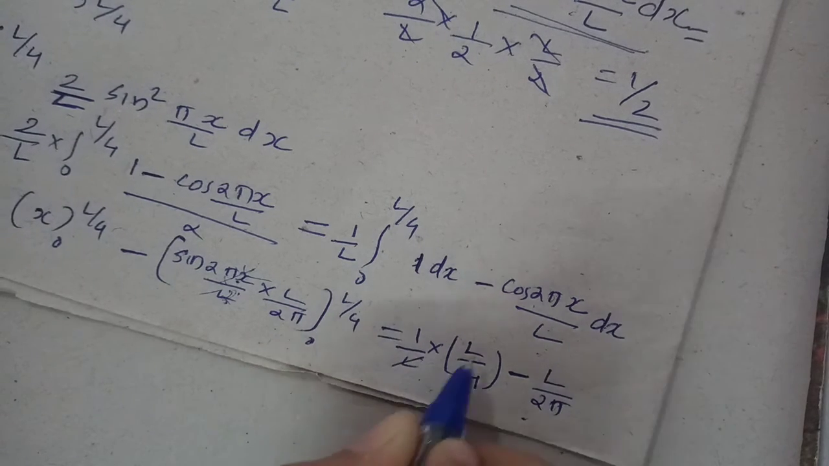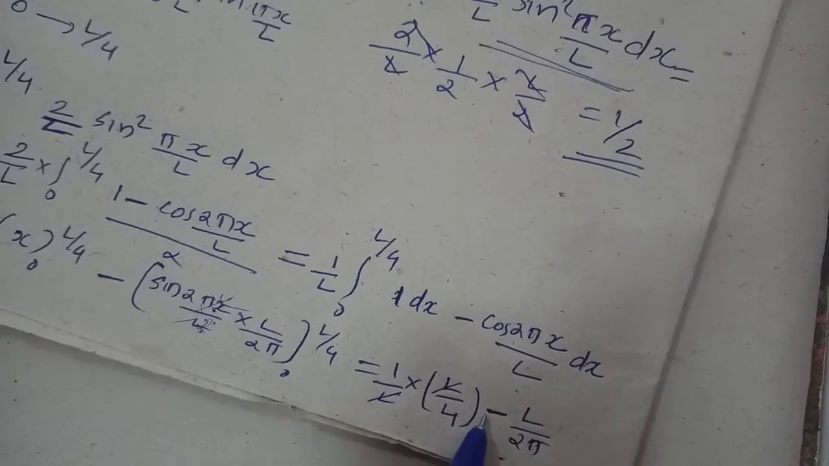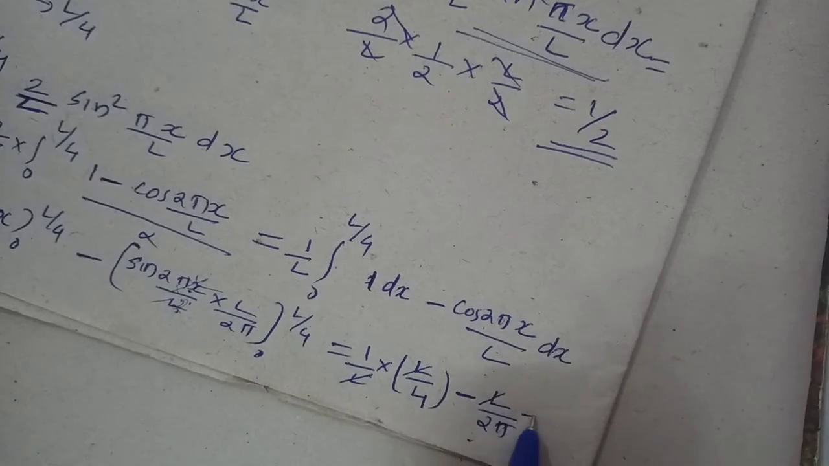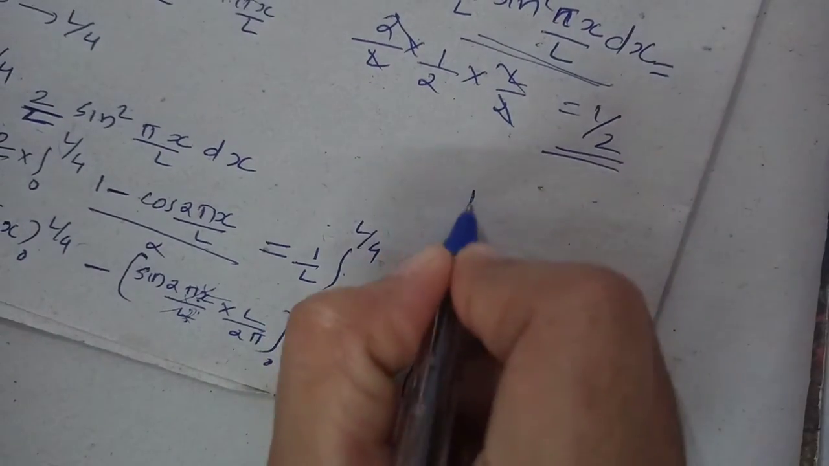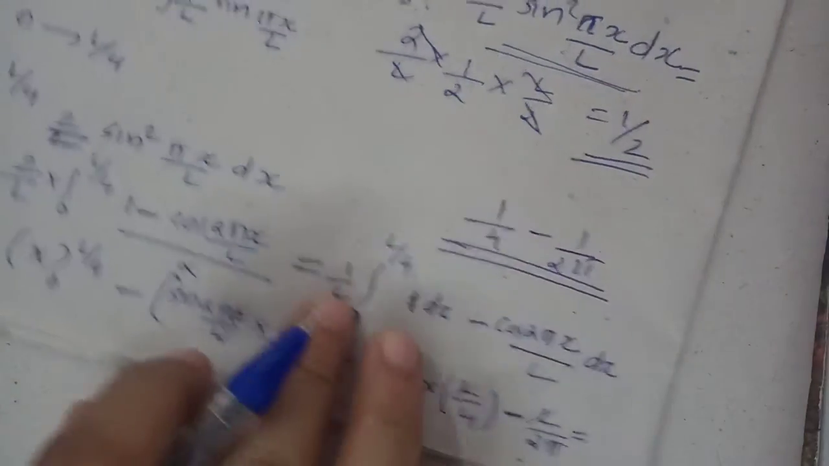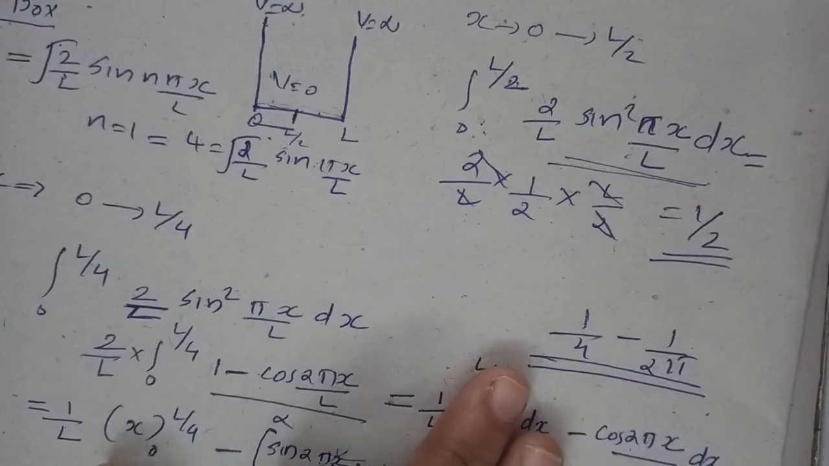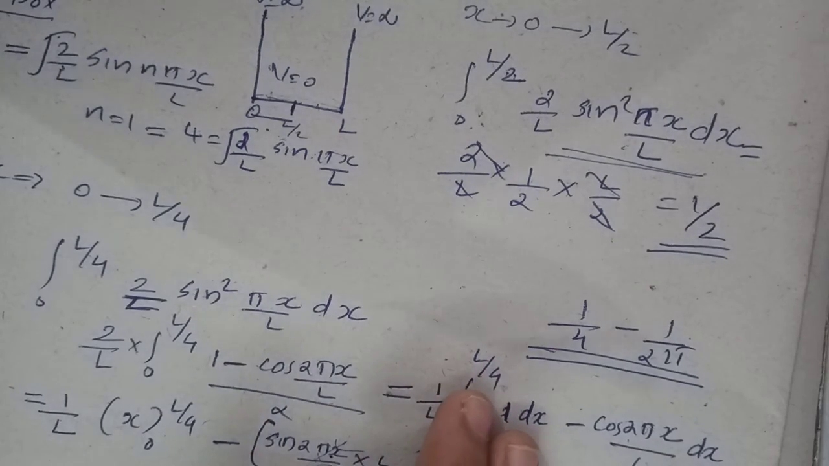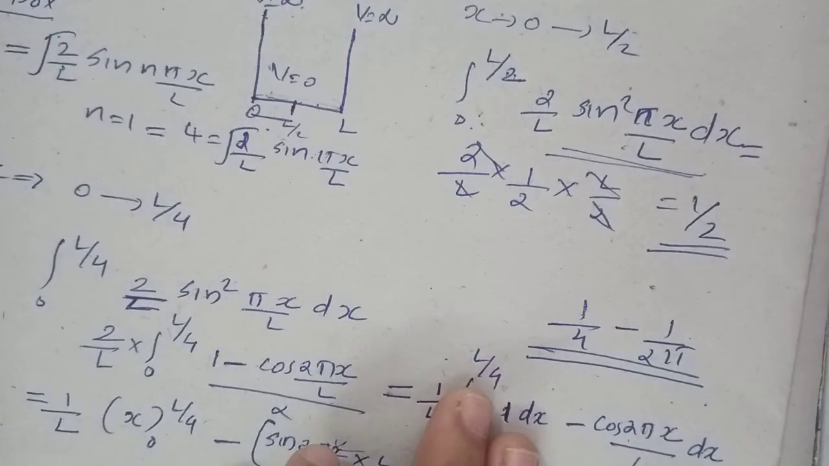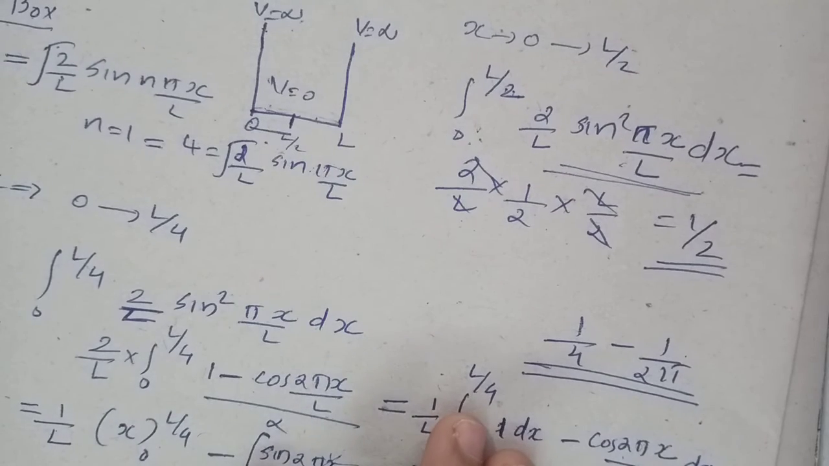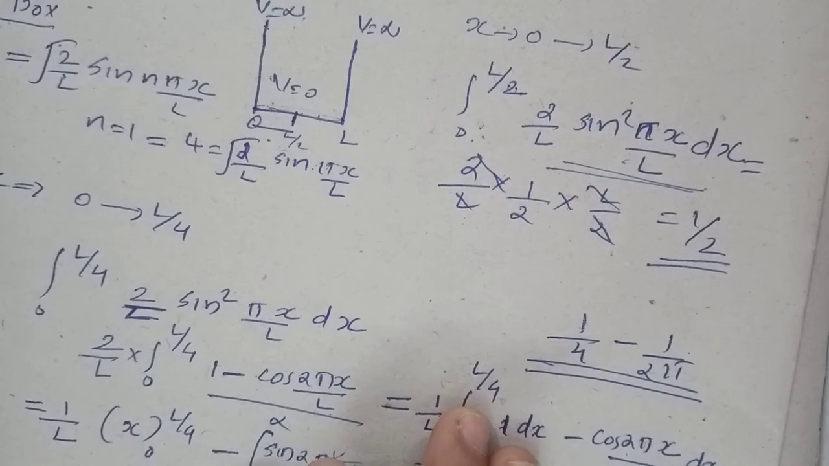So L cancels. So 1 by 4 minus 1 by 2 pi will give you the probability from 0 to L by 4. So it is a very simple idea. We only change sine square x to 1 minus cos 2 theta divided by 2, and then we integrate and put in the limits, and we get the probability. Okay.